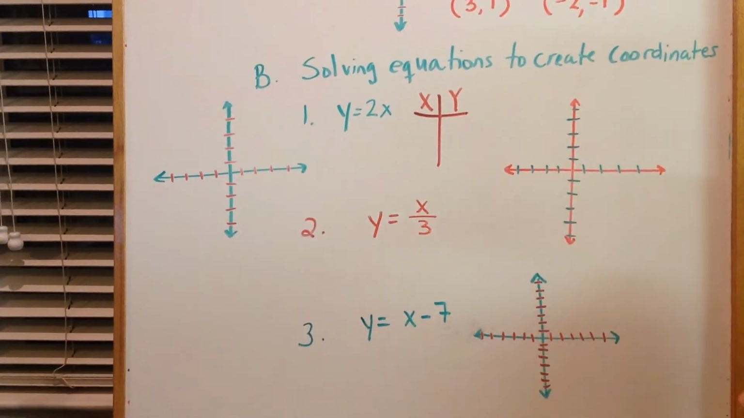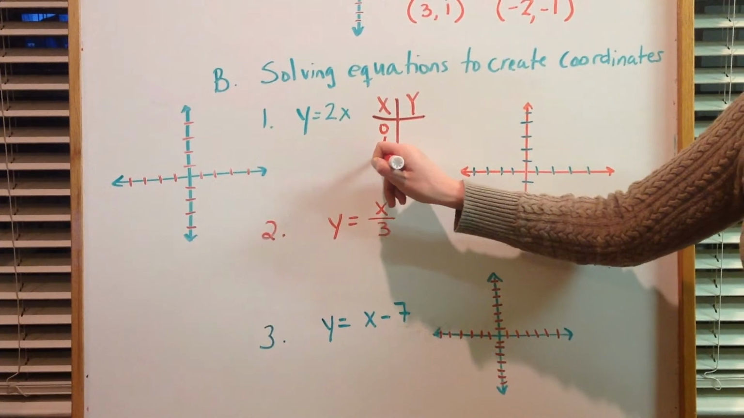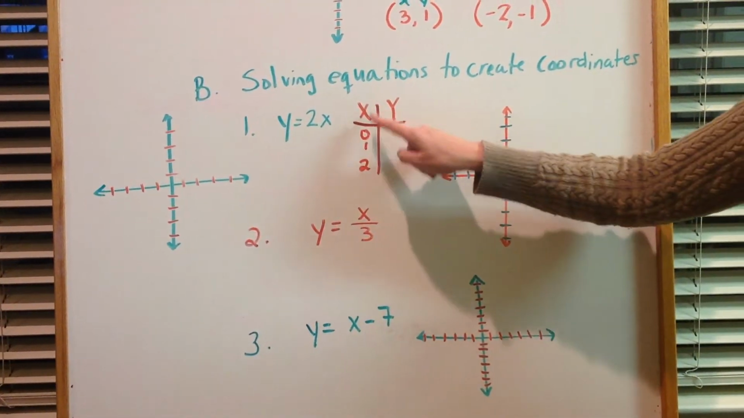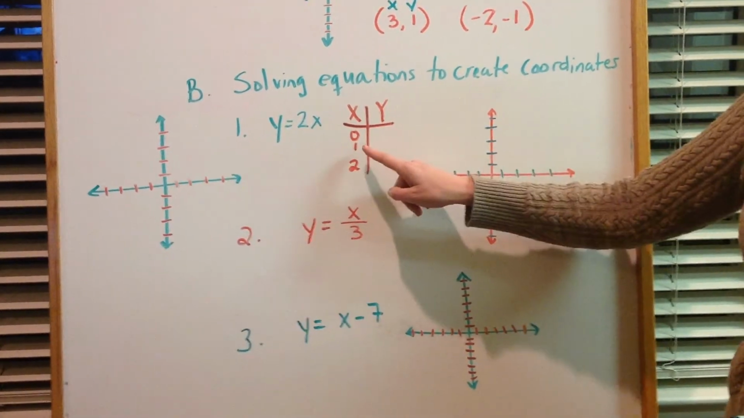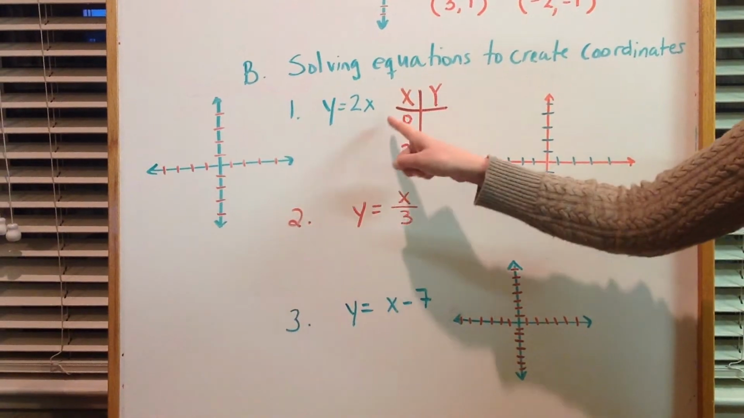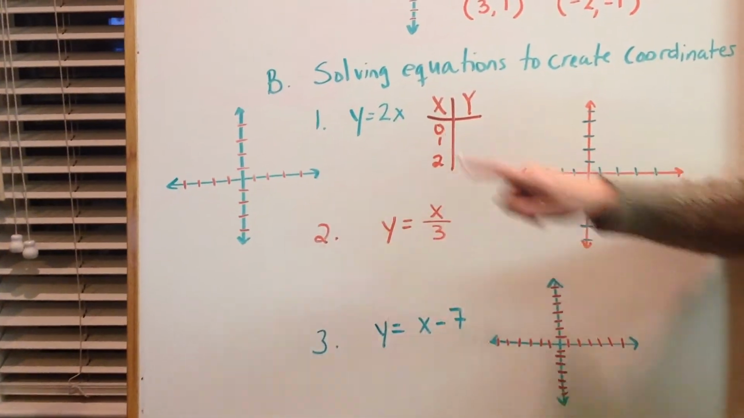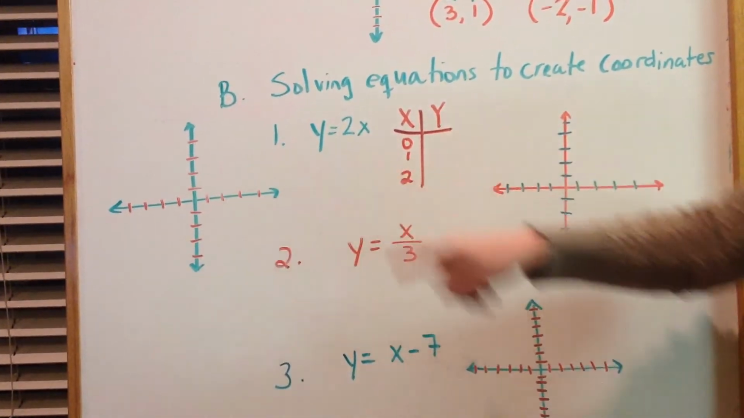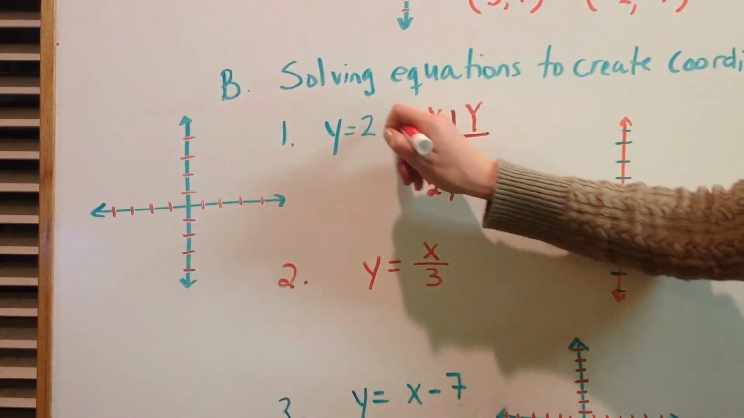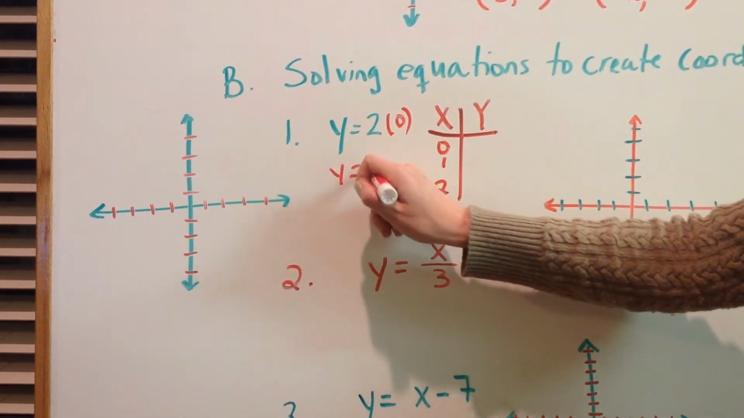But for this purpose, I'm just going to pick numbers. I'm going to pick 0, 1, and 2. So again, I'm picking 3 numbers. And I'm saying that x is going to equal 0, and then x is going to equal 1, and then x is going to equal 2. So I'm going to solve this problem again 3 times. So the first time I'm going to replace my x with this 0. And what is this 2 doing to this x? It's multiplying. So I replace my x with 0 because that's the number I chose. 2 times 0 is 0, so y equals 0.